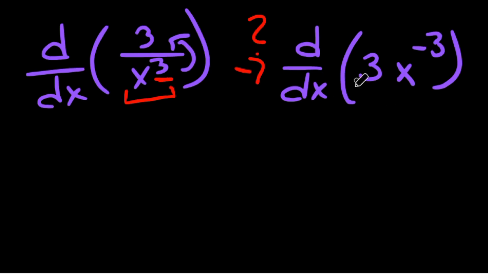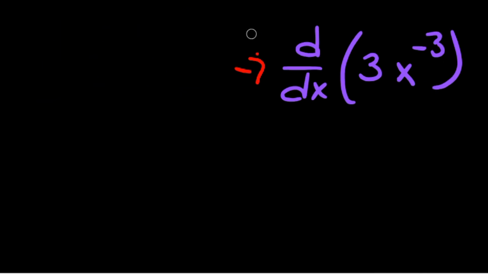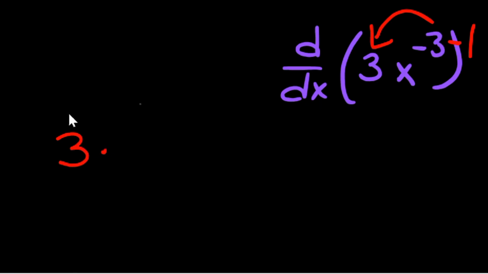These two are the same thing. The only difference is I took this x cubed from the denominator to the numerator. So I'm going to get 3x to the negative third power. Now, you guessed it, same thing. Hop the exponent to the bottom, leave away 1. So we're going to get 3 times negative 3, times x, and negative 3 minus 1 is negative 4.